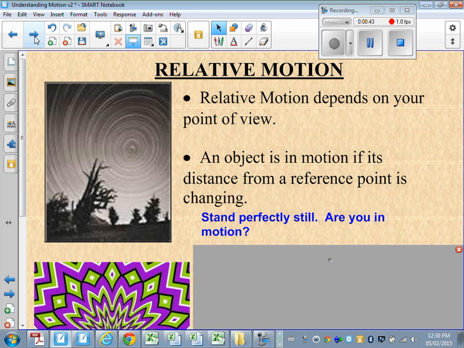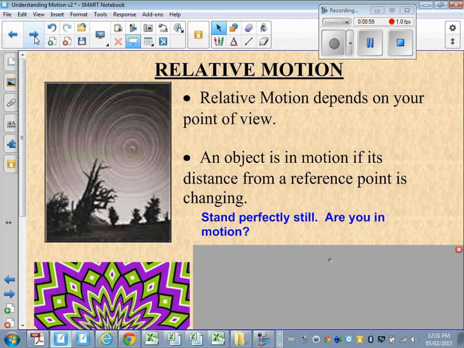Now, before we talk about motion, we must say that everything is always in motion. One of the fundamental laws of physics in the world around us is that we're always moving. So relative motion depends on your point of view. An object is in motion if its distance from a reference point is changing.